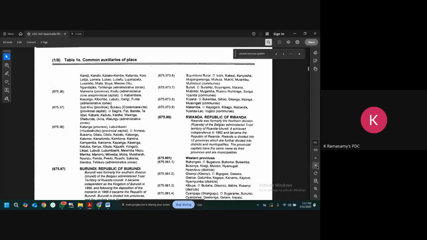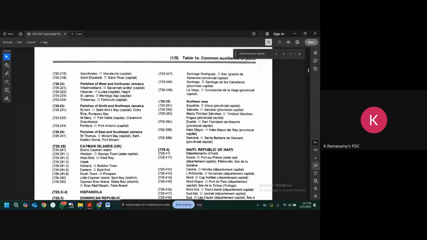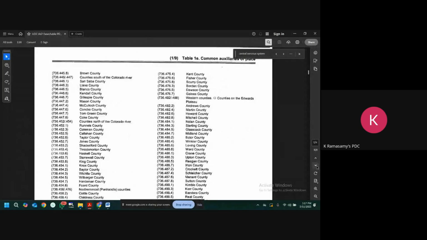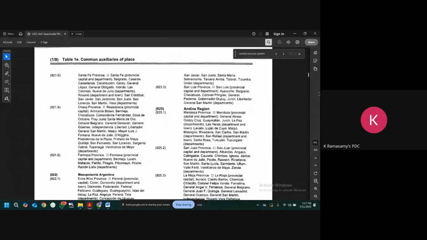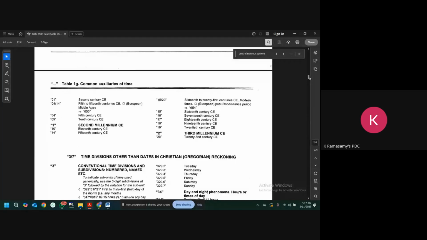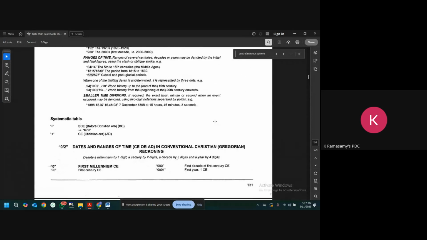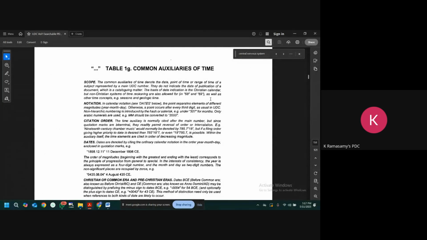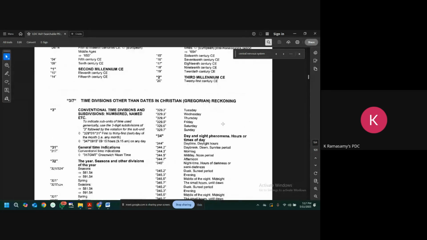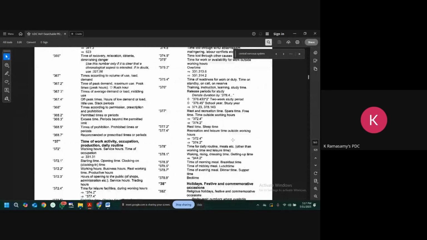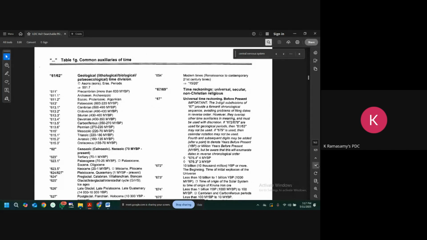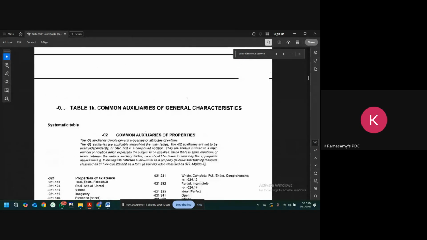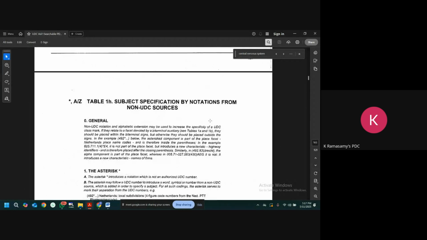And once these tables are over, at the end of these kinds of common auxiliary tables, you can see an area table, which is the lengthiest table you can see in DDC. In the UDC also same. Area table is the biggest table. Then comes common auxiliaries of time, a table meant for various timings, which we'll explain in detail in the minutes to come. This time table is followed by another table exclusively for non-UDC sources.